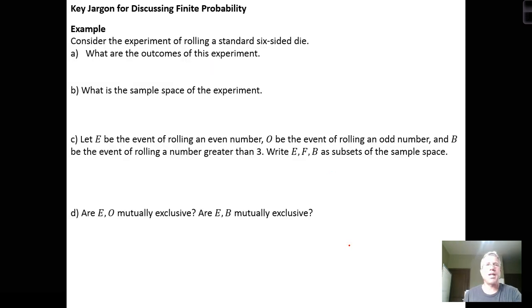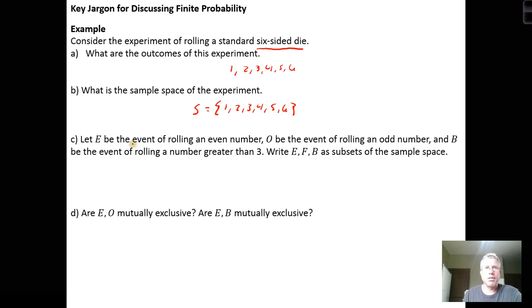So another example would be rolling a standard 6-sided die. If we assume that the die is fair in the sense that all 6 of the outcomes are equally likely, the outcomes in the experiment of rolling a 6-sided die are just going to be the numbers 1, 2, 3, 4, 5, 6. And the sample space, S, is just going to be the set that contains the numbers 1, 2, 3, 4, 5, 6.